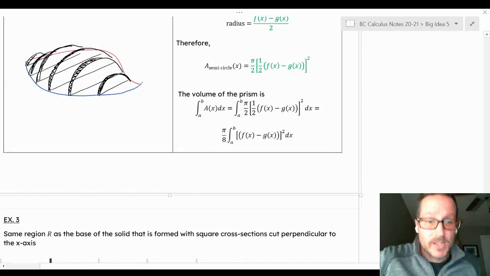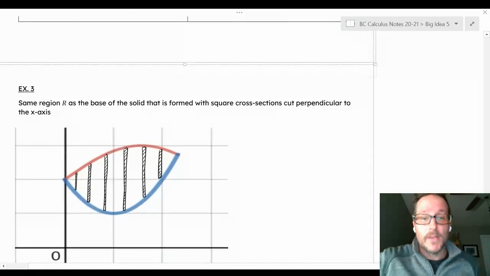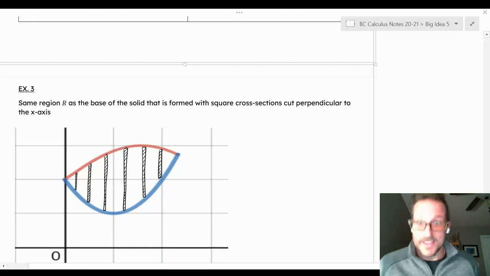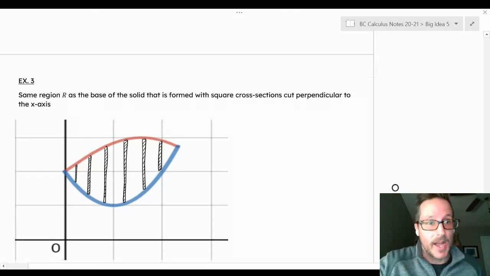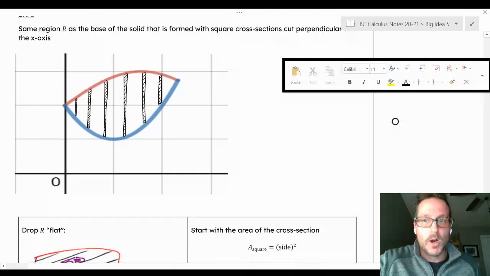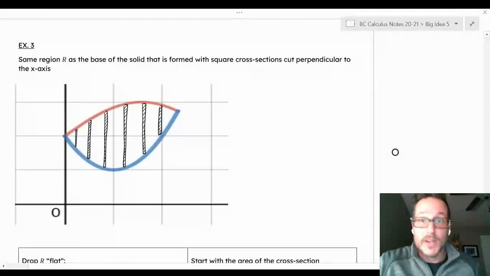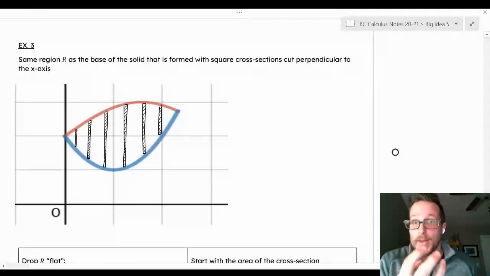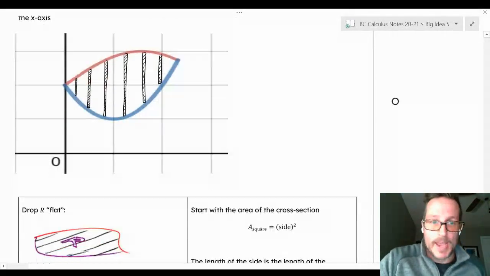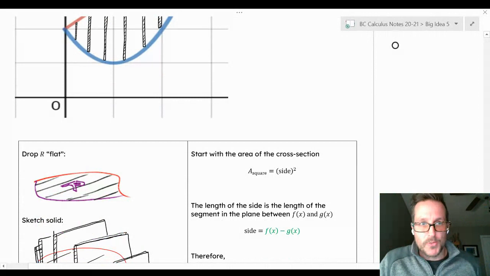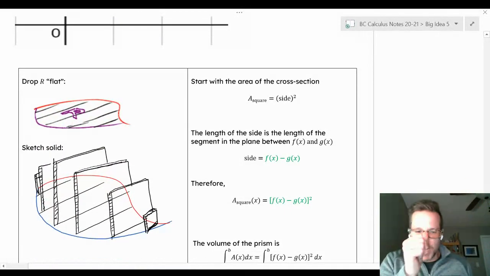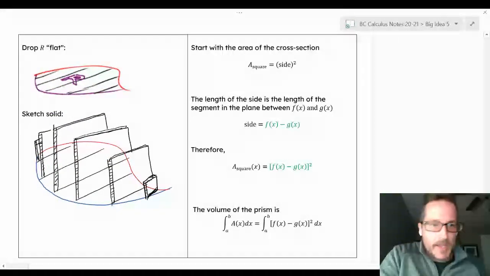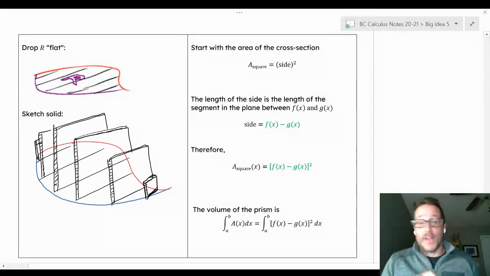Interesting. All right, let's look at another one here. So same region. Hey, same region. This time, we're going to have squares pop out of the page at you, okay? So squares popping out. So drop the region flat, build the squares. There's my 3D representation there. So how do we find the volume?